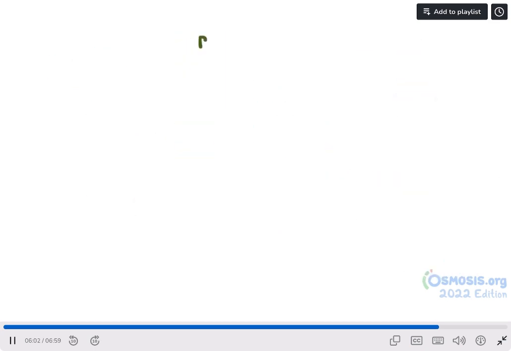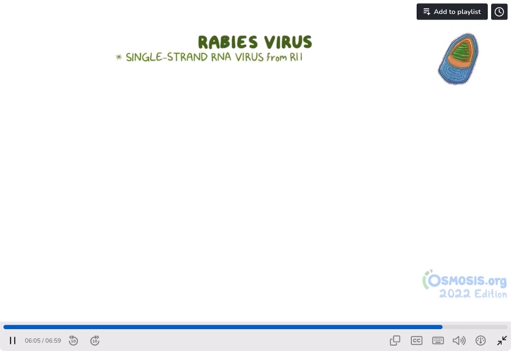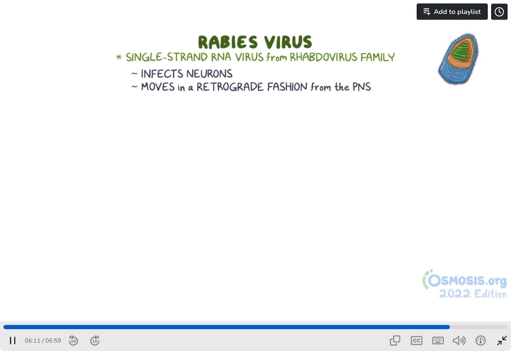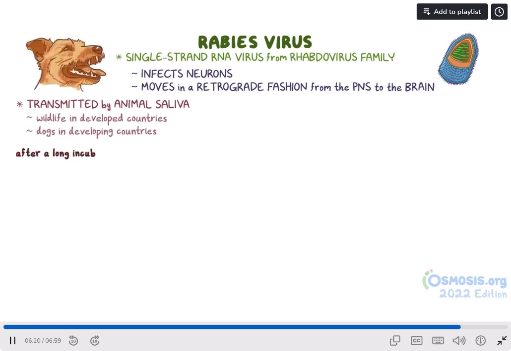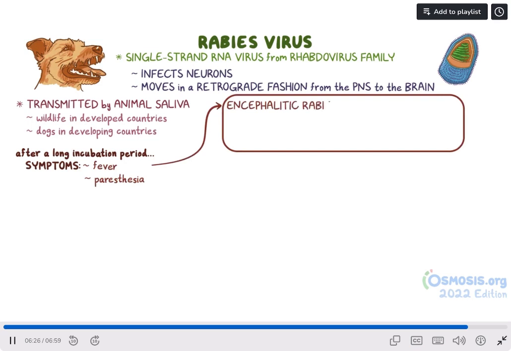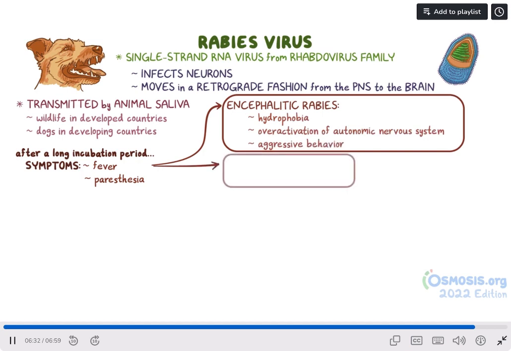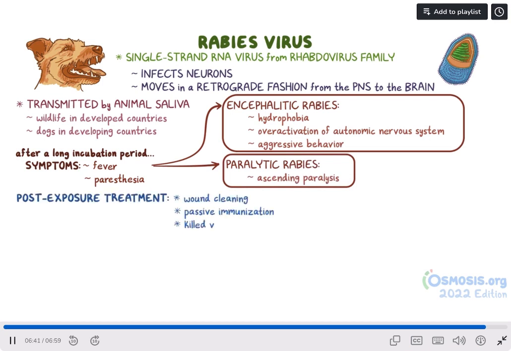Alright, as a quick recap, the rabies virus is a single-strand RNA virus from the rhabdovirus family. It infects neurons moving in a retrograde fashion from the peripheral nervous system to the brain. It's transmitted by animal saliva, particularly from wildlife in developed countries and dogs in developing countries. After a long incubation period, it'll cause symptoms like fever and paresthesia, followed by either encephalitic rabies, which causes hydrophobia, overactivation of the autonomic nervous system, and aggressive behavior, or paralytic rabies, which causes ascending paralysis. Post-exposure treatment involves wound cleaning, passive immunization, and a killed vaccine. If symptoms appear before treatment is given, the virus is fatal.